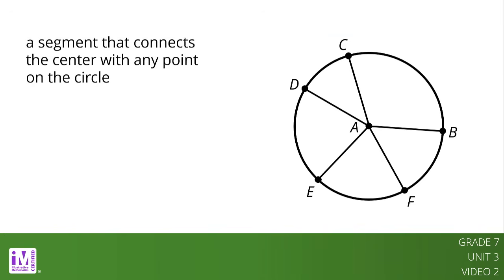A segment that connects the center with any point on the circle is called a radius. Here, segments AB, AC, AD, AE, and AF are all radii of this circle. When we have more than one radius, we call them radii. The length of any radius is always the same for a given circle. For this reason, people also refer to this distance as the radius of the circle. We can say that the radius of this circle is 5 centimeters.